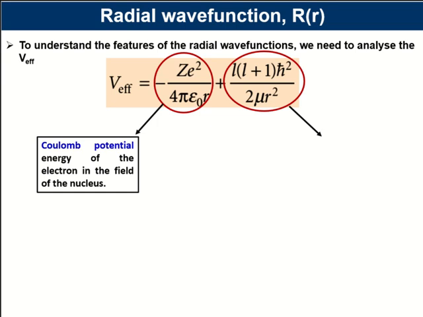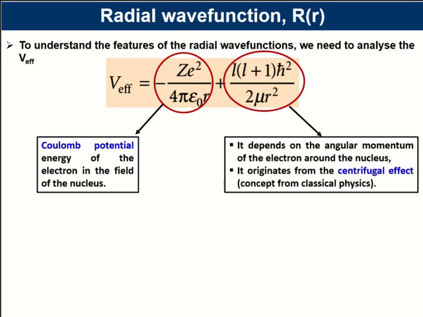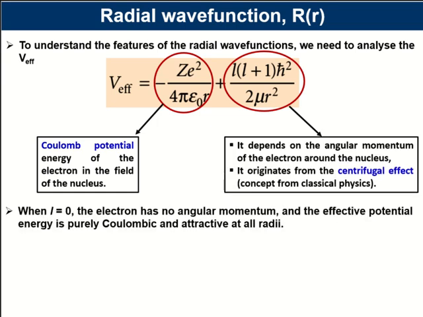Coulombic potential, that was centrifugal effect, and originates from the classical physics that you can think of anything rotating around a central object will have centrifugal force acting on it. So that kind of thing. Only in case of L is equal to 0, there is no angular momentum. Okay.